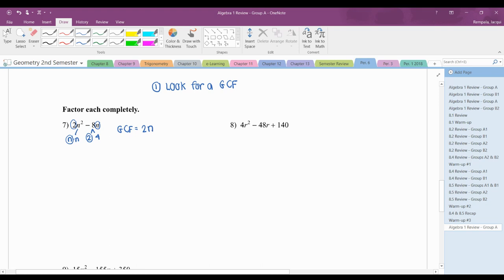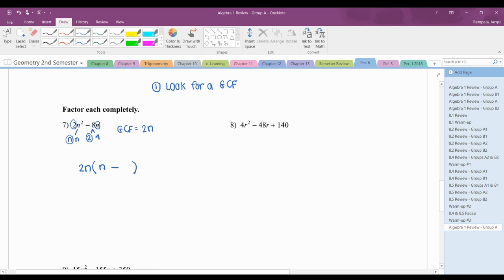Now that's not my final answer because I'm asking you to factor. So what I'm going to do is write that GCF, and then in parentheses, I have to put what's left over. Because I started with 2 things and a subtraction sign, I should have 2 things with a subtraction sign inside the parentheses. Because 2n squared had the 2 taken out and an n taken out, you're left just with 1n.